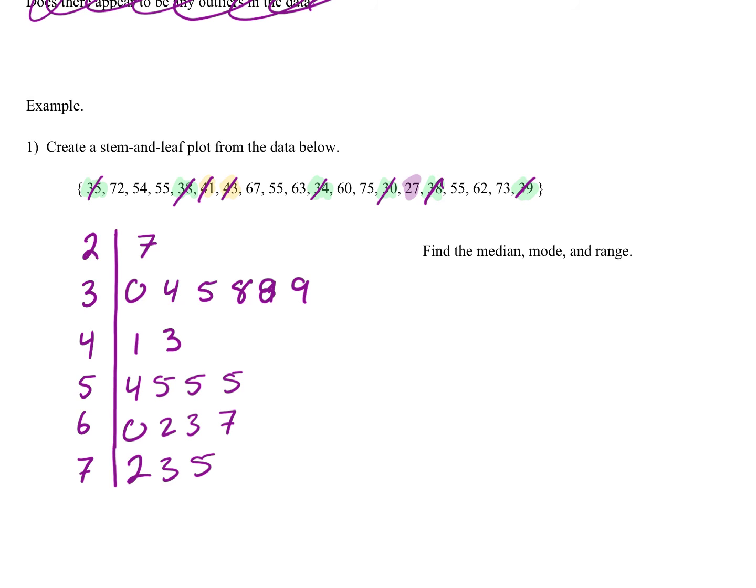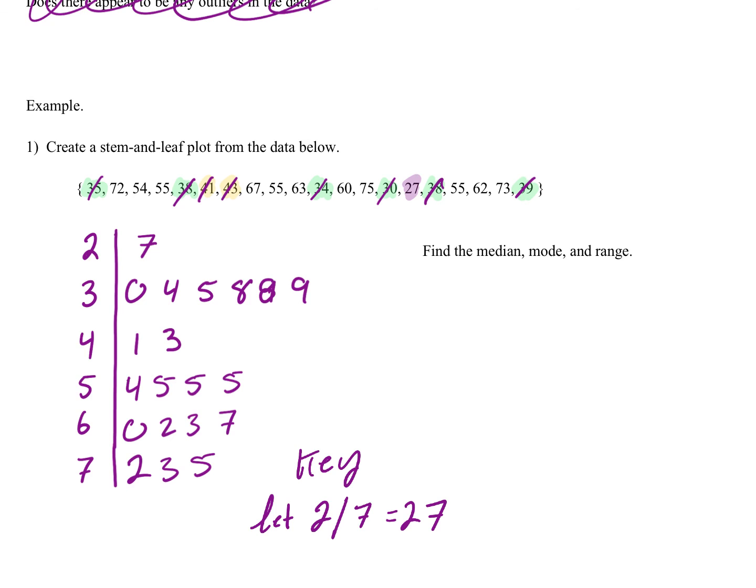All right, so we're coming back together here. In our 50s, we had a 54, and 55s. Then in our 60s, we had 60, 62, 63, 67. And then in our 70s, we had 72, 73, and 75. The last thing I'm going to write in here is my key. I'm going to tell my readers, you should read 2, then the vertical bar, 7, as 27. So we're going to say let 2|7 equal 27 so that they know how to read that.